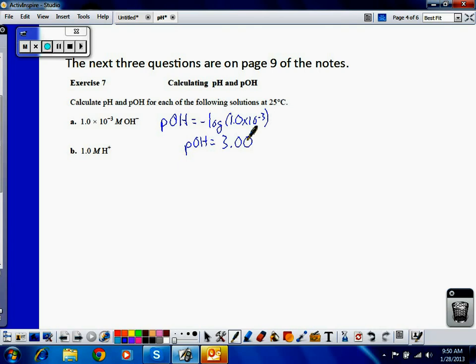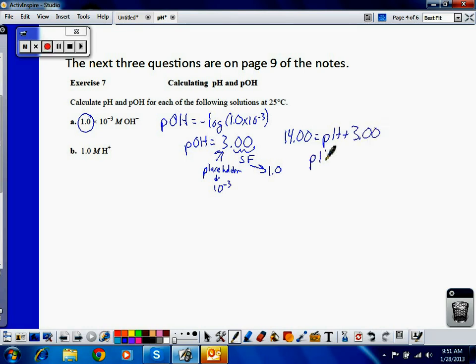Okay, just a note on significant figures. There are 2 significant figures there. When we use logarithmic scales, the significant figures are right here. That number is a placeholder. So this corresponds to just 10 to the negative 3rd. That corresponds to the 1.0. Okay, so now I know what the pOH is. So to find the pH, I just go 14 equals pH plus pOH, which is 3.0, so pH equals 11.00.